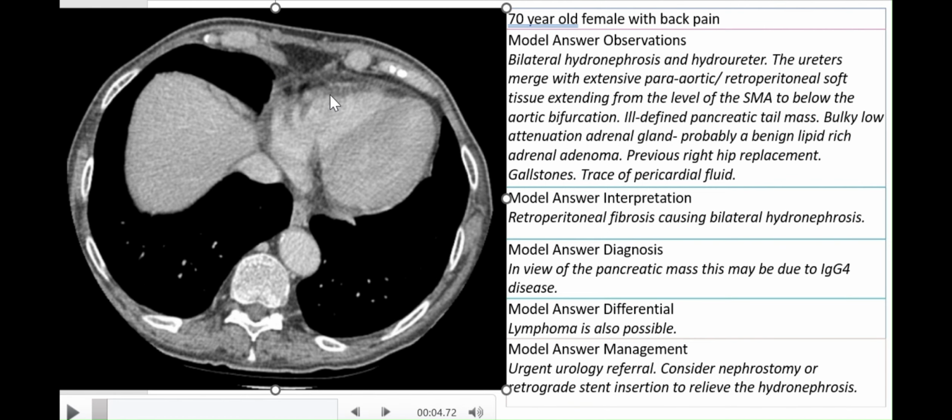There is also here a trace of pericardial fluid. This is the epicardial fat. Can you see the epicardial fat? And there is a trace of pericardial fluid.